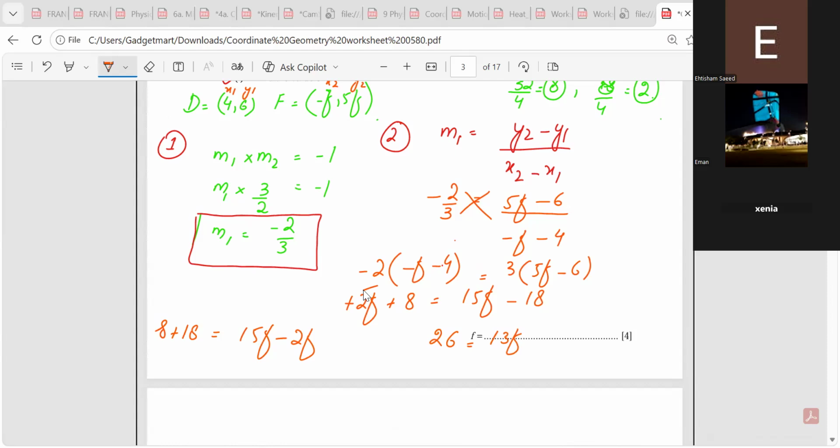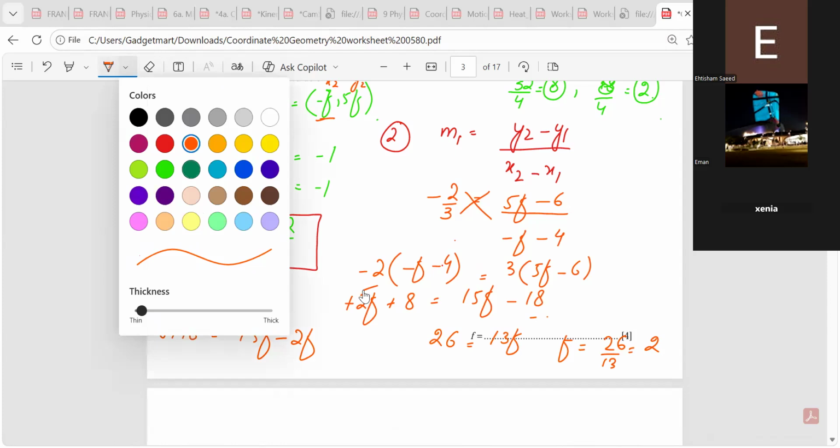So f will be equal to 26 divided by 13, that is equal to 2, right? So now you have to write the coordinates of f. So 1f is, because f is 2, so 1f will be minus 2.